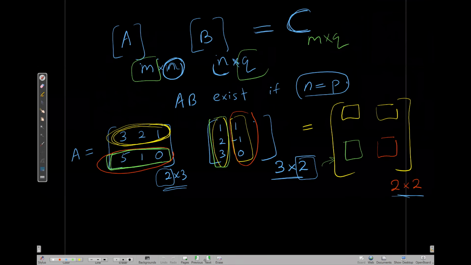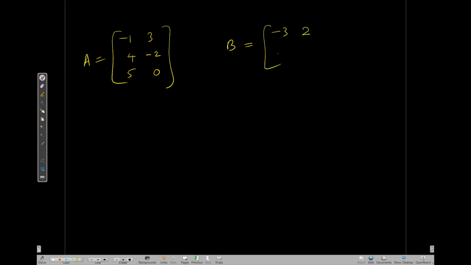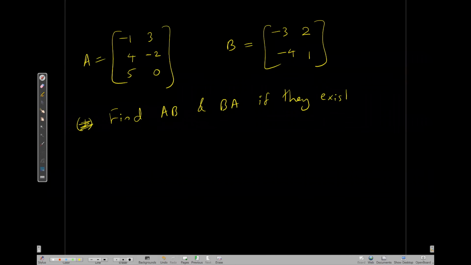Now let's see some examples. Okay, how about this? -1, 3, 4, -2, 5, 0, and let's call this guy A, and B, -3, 2, -4, and 1. So the first question, find AB and BA if they exist, or if they don't, you have to tell why they don't exist.